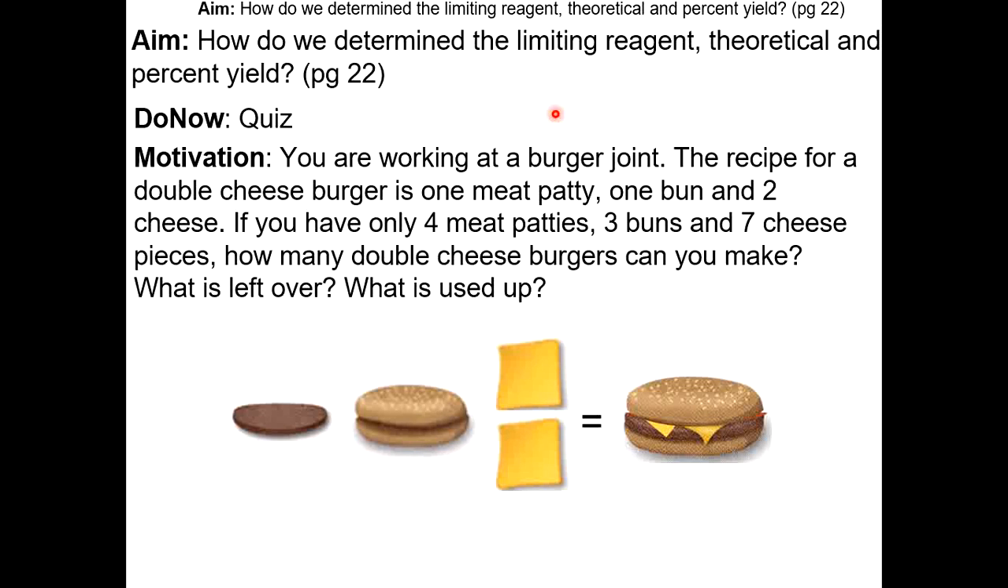This is my sixth video lesson for Unit 6B. In this lesson, we'll be determining the limiting reagent, theoretical, and percent yield. Go to page 22 in the class packet.